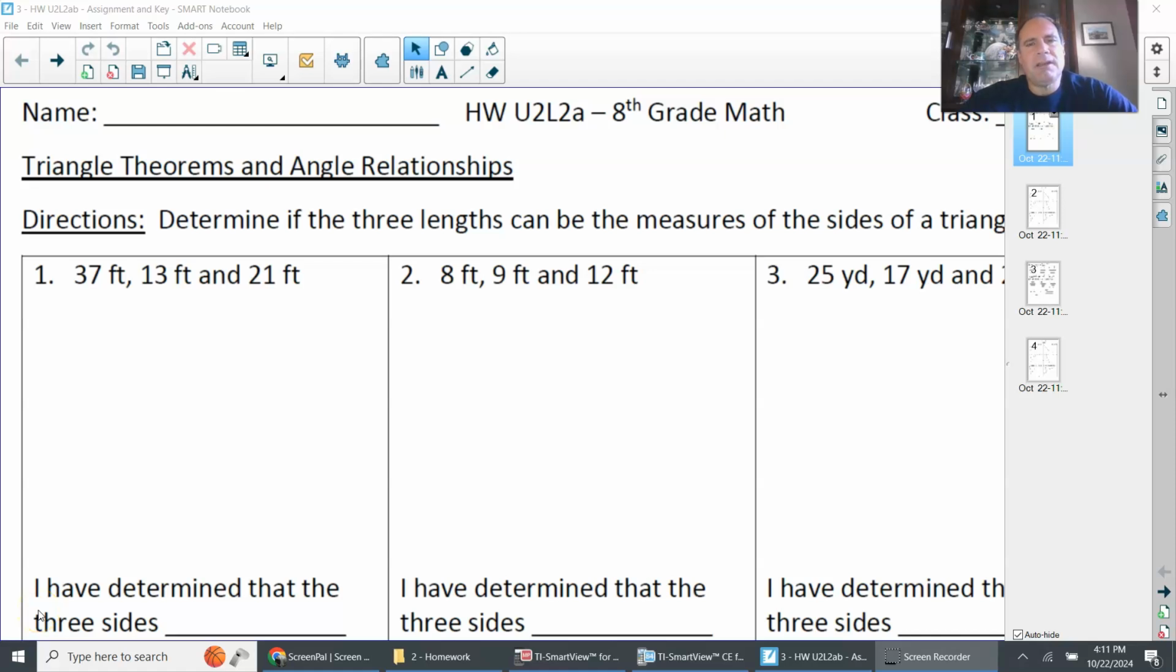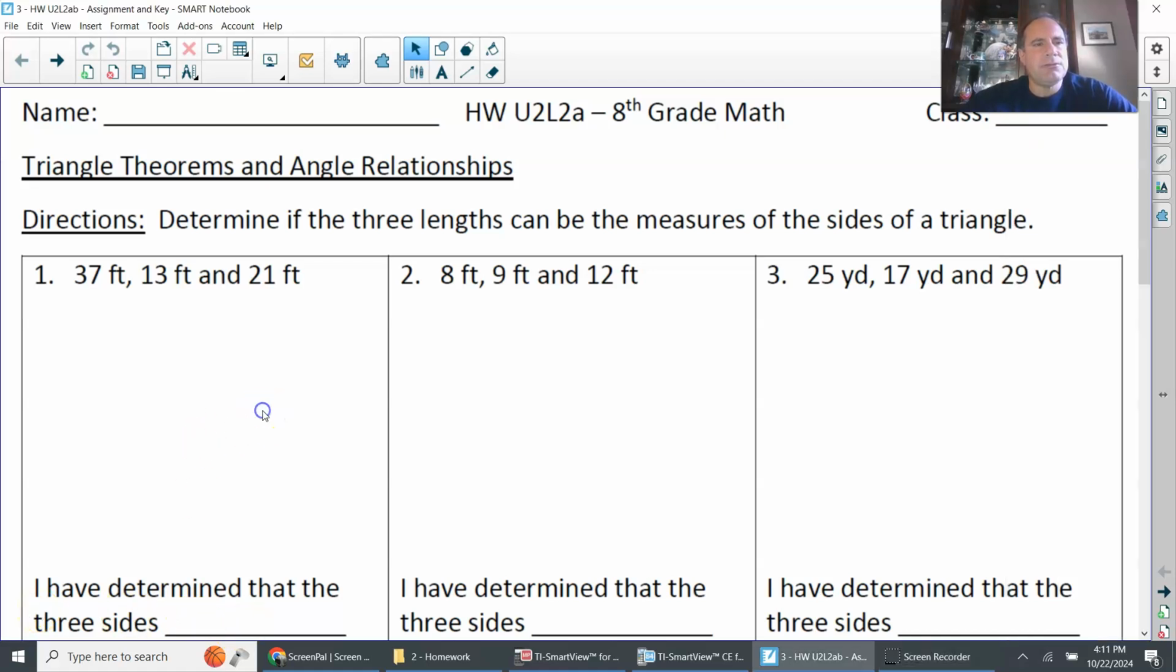Hello everyone. In this video we are going to use triangle theorems to prove if the three sides that are given are sides of a triangle, and we are going to find the missing angle of a triangle using all the angle relationships that we have learned. Alright, so this is a good review. Once you get it, there's a really good shortcut.